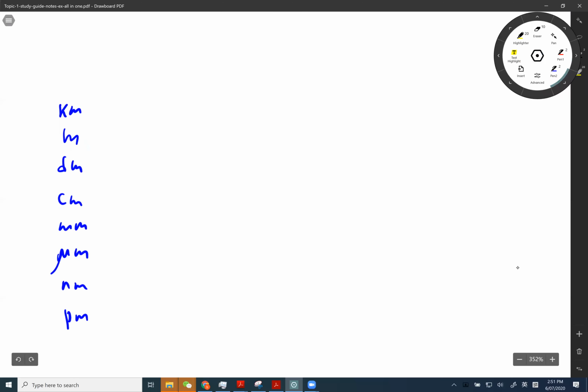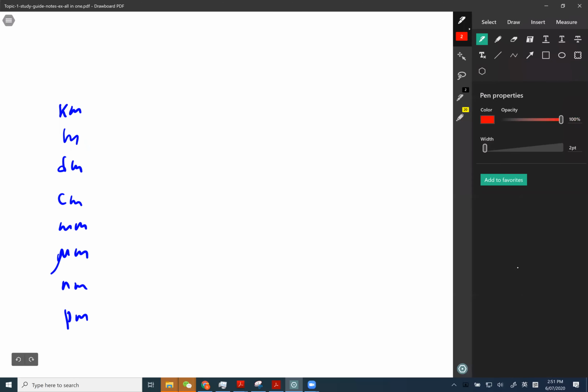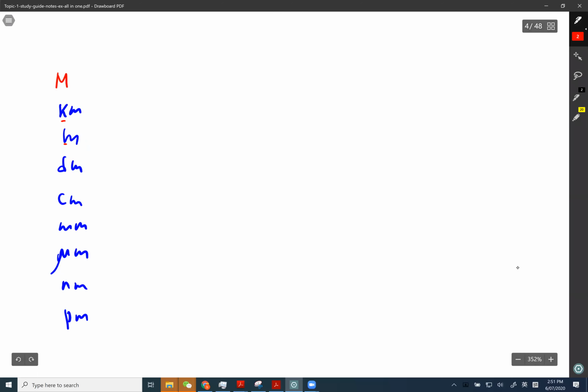This part, all the letters here, there's a big M. What's the meaning of D? That means 10 to the power of -1. C is 10 to the power of -2. Little m, and μ is 10 to the power of -6. It's called micro.